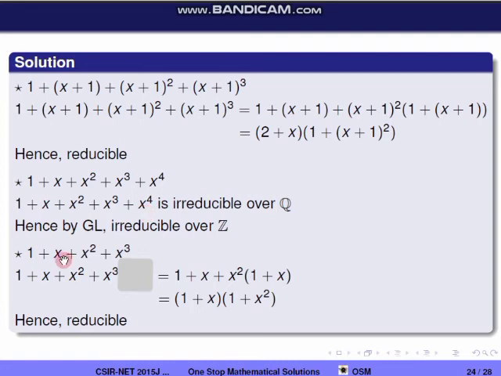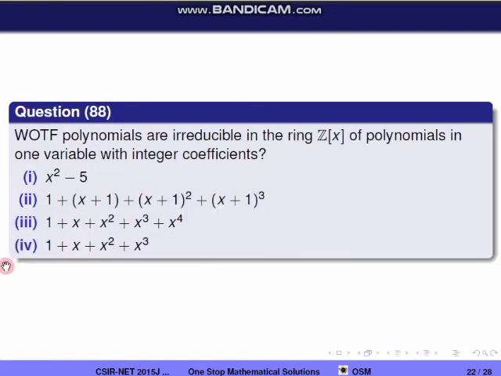Fourth option, 1 plus x square plus x cube. You can see that x square is common for these two terms, so I am taking it outside. So this is equal to 1 plus x square into 1 plus x. From these two terms, I am taking 1 plus x common. So this is equal to (1 plus x) into (1 plus x square). So I can write this polynomial as the product of two other polynomials. Hence it is a reducible polynomial. So this option is wrong. So now we'll check the correct options. So the correct options are 1 and 3.